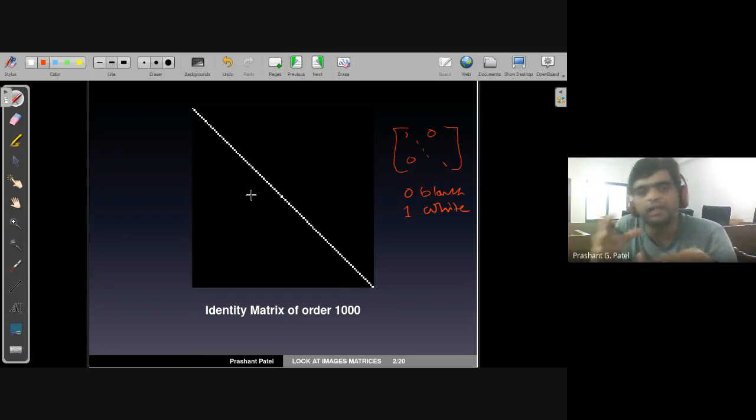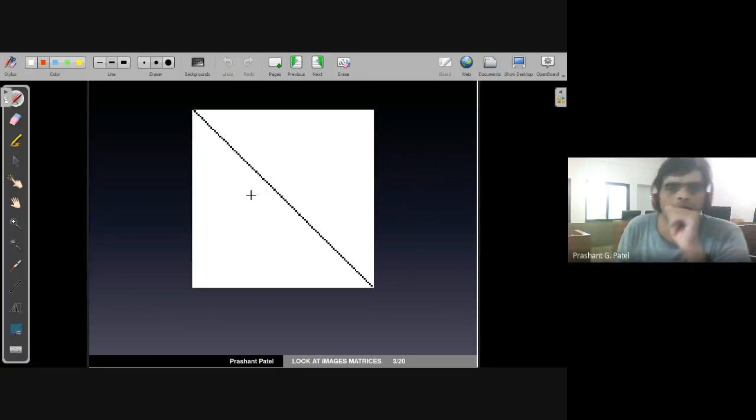When we see the identity matrix of order 1000, that means this is a matrix of 1000 by 1000 entries. What is this matrix? It is a reverse. That means diagonally it is 0 and off diagonally it is 1. So it is a matrix of order 100 which I have taken. So it is of this type.